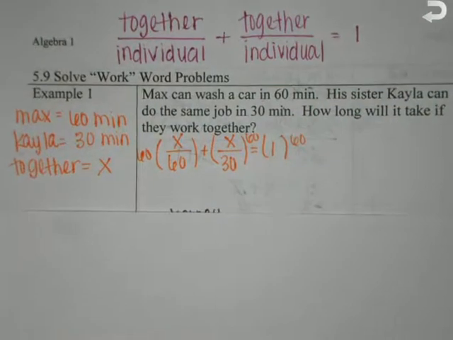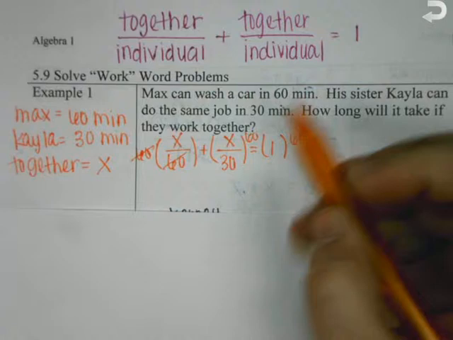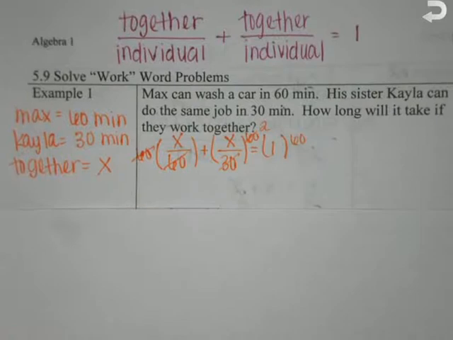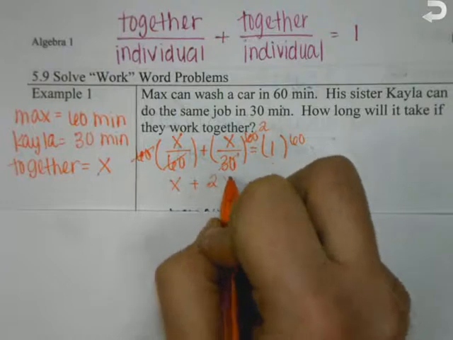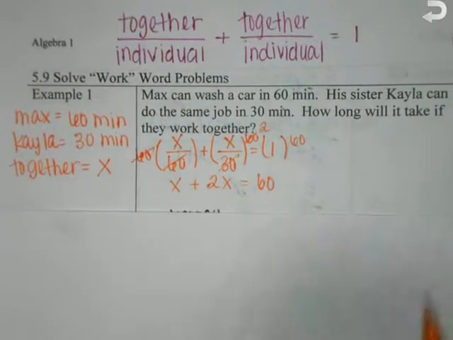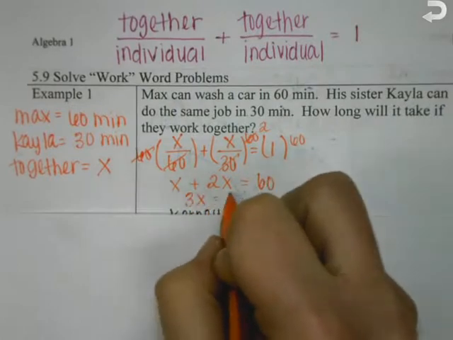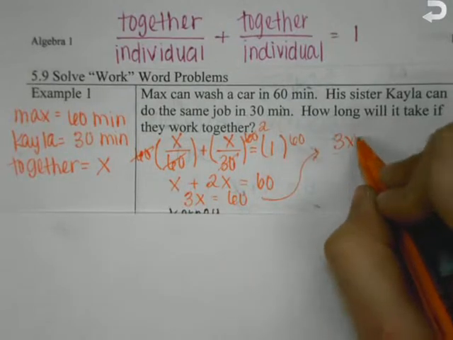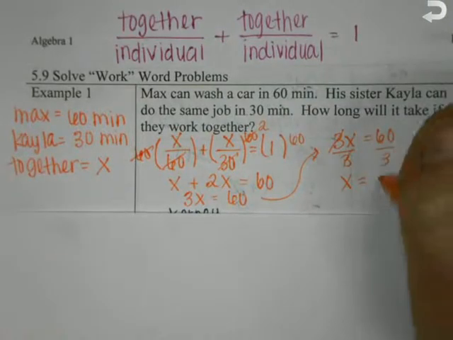Let's reduce what we can. What reduces here? 30 goes into 60 how many times? Twice. 1 and 60 are both numerators, so we just multiply them. So what are we left with? X plus 2x equals 60. 2 times x. Combine like terms. So 3x equals 60. Divide by 3. So x equals 20 minutes.